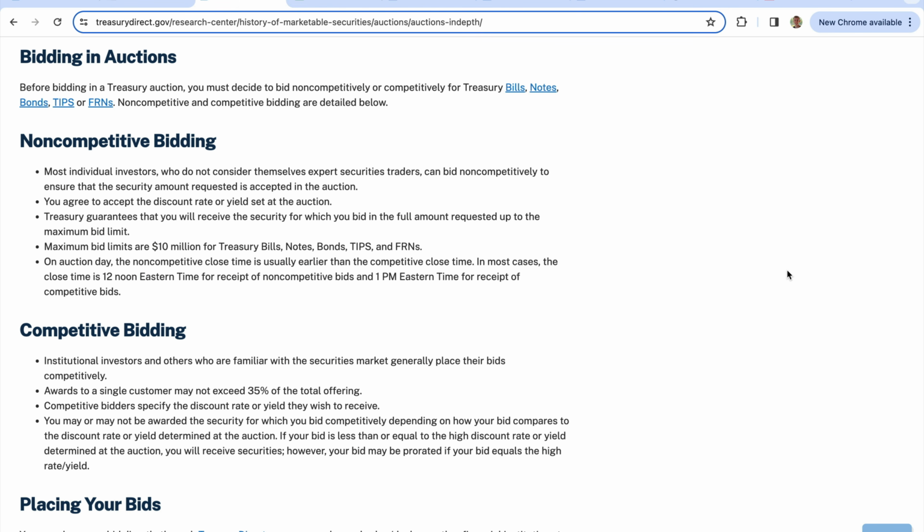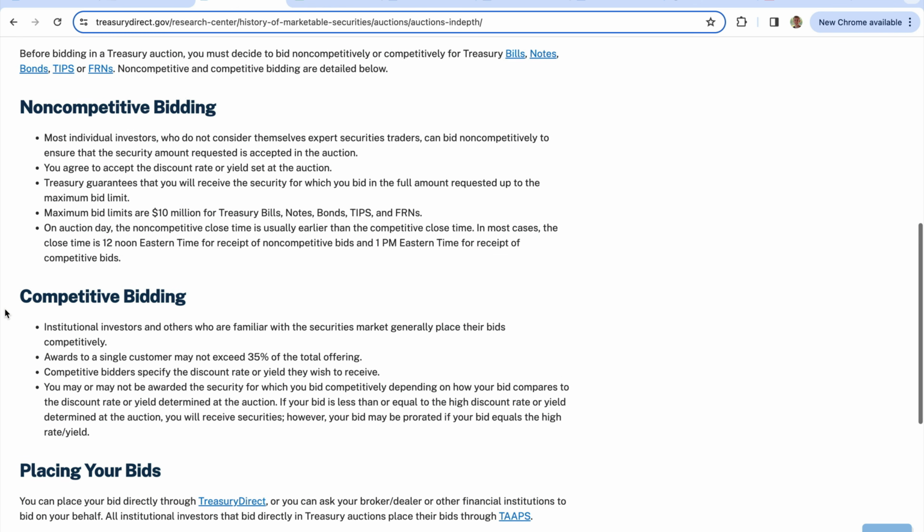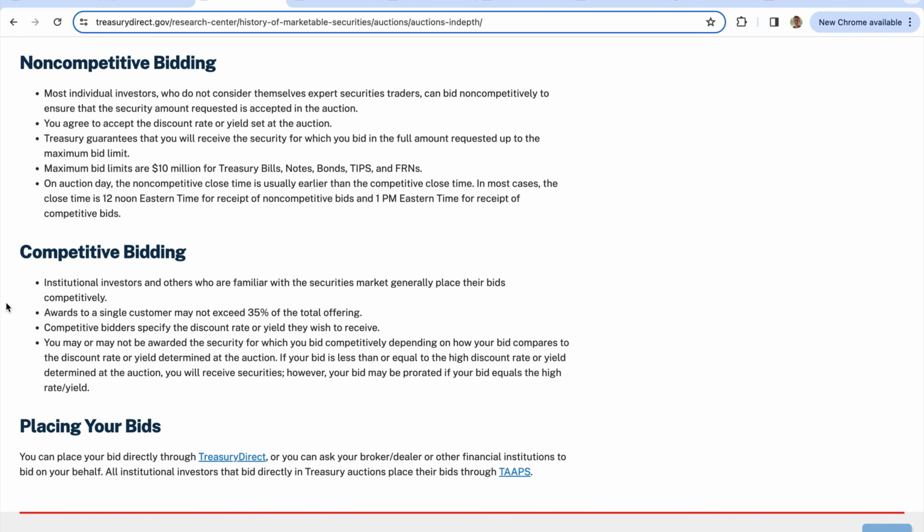The first thing that we're going to need to understand is that there are non-competitive and competitive bidders involved in this. Now, the only thing that we really need to know about this is the fact that these non-competitive bidders are us. They're your average people, and the maximum bid limit for them is 10 million. Obviously, almost nobody is going to be able to actually do that, but that is the limit, and the non-competitive bidders actually make up a very, very small amount of the total bidding that is done on these auctions compared to your competitive bidders.